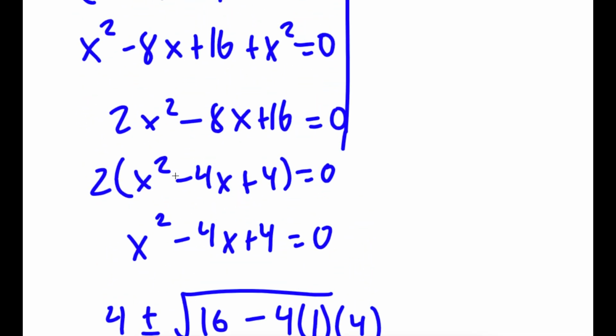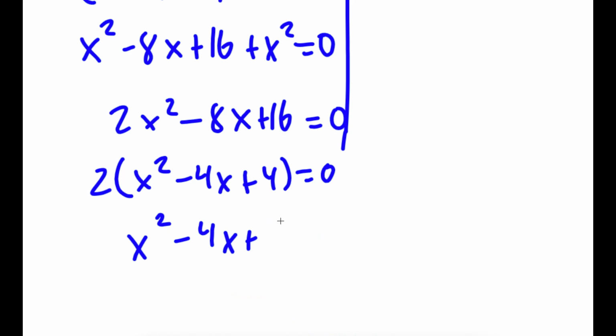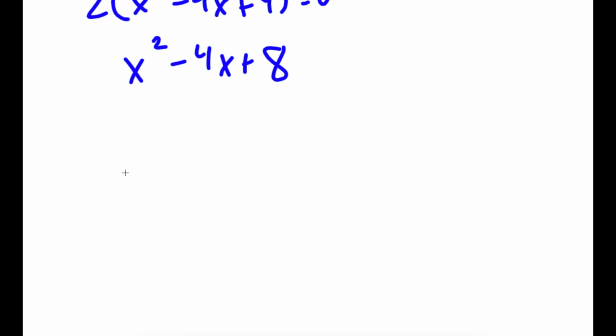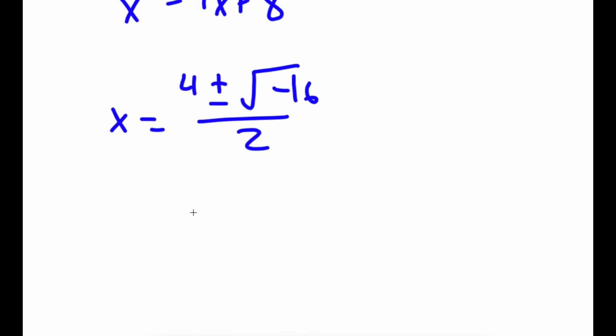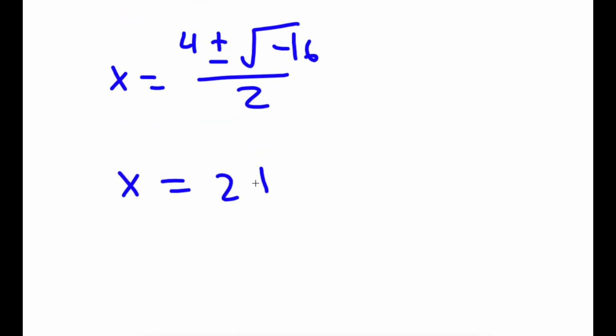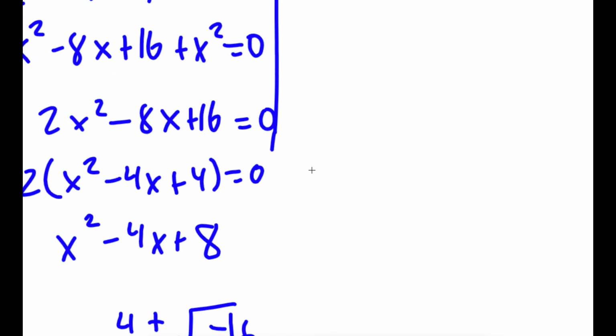sorry, it actually looks like I made a mistake. This should not be 4, this should be 8. So now I get x is equal to 4 plus or minus the square root of negative 16 over 2, which is equal to 2 plus or minus 4i. So these are two solutions.